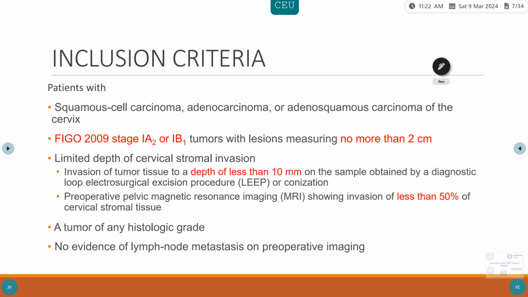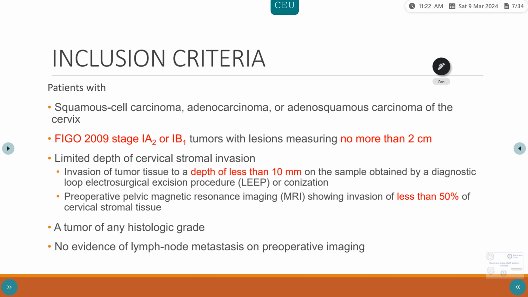Inclusion criteria. The patients that they have included are patients with squamous carcinoma, adenocarcinoma and adenosquamous carcinoma of the cervix. The main thing is they have included only FIGO stage 1A2 and 1B. Lesions not measuring more than 2 centimeters with a limited cervical stromal involvement, so less than 10 mm in the initial diagnostic procedure, or in an MRI less than 50% involvement of the stroma. They have included tumors of any histological grade, and there should not be any evidence of lymph node metastasis.